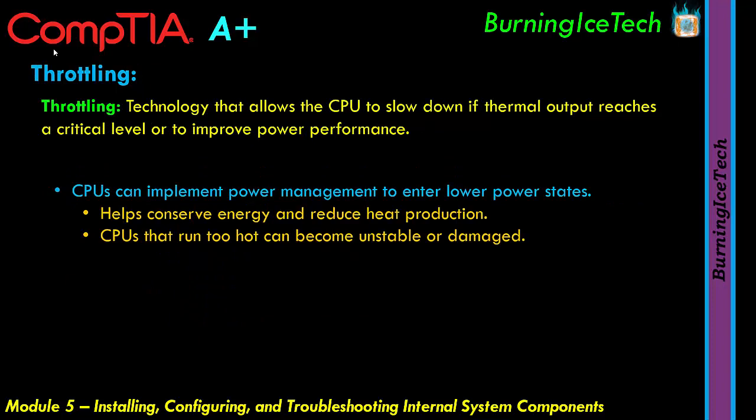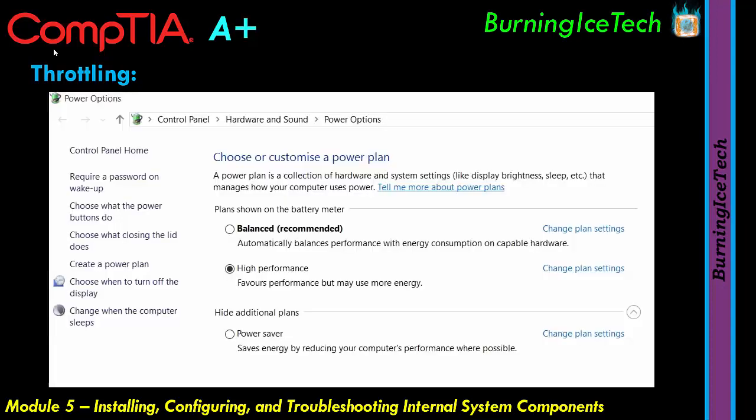And then we have what is referred to as throttling. As you can see, it's technology that allows the CPU to slow down if the thermal output reaches a critical level, or to improve power performance. So it can be for more than one reason. The more common one you're probably going to see is power management. Most computers, especially laptops, have power options. By default, a laptop has a power option which says recommended, which means when you need performance, it'll give your CPU more power. More power means more heat and more performance, like we previously said.